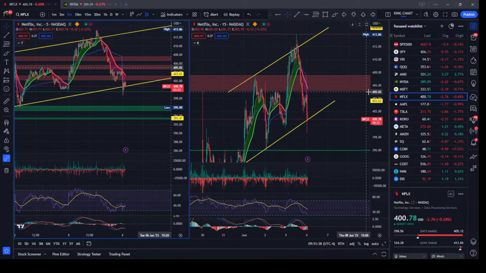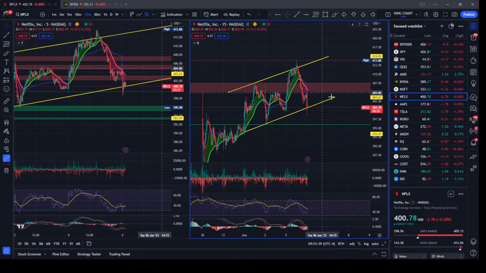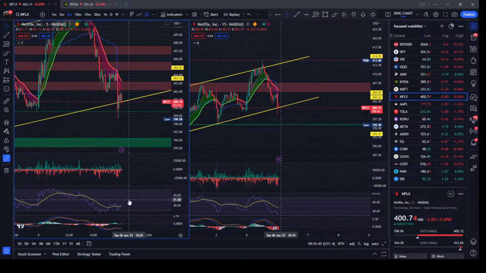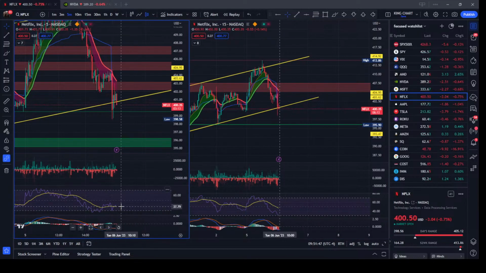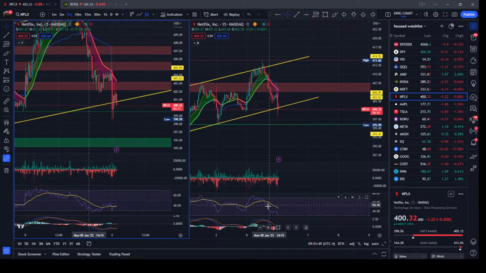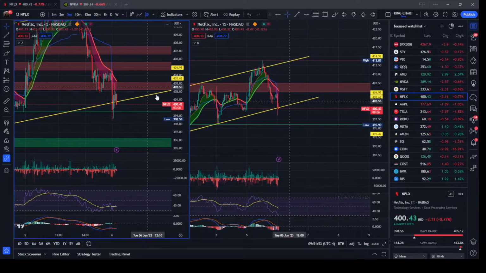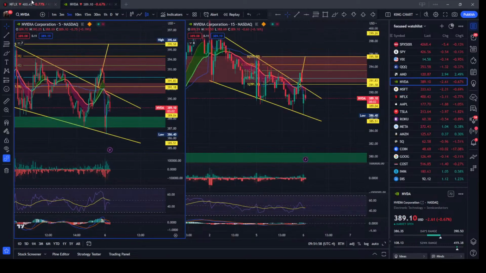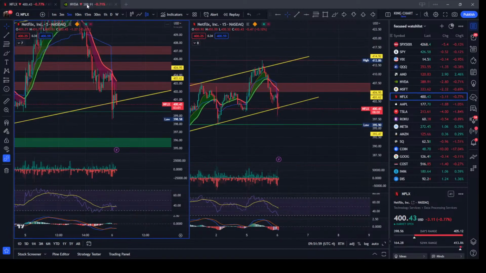Oh, Netflix holding, rising into this channel here. Doesn't look like it wants to break. Let's see. RSI is right there at 37. RSI on the 15 is already at oversold at 30. So I don't see much of a pullback here, maybe to 399 on Netflix before we go back up. But I don't think it's worth the risk right now.